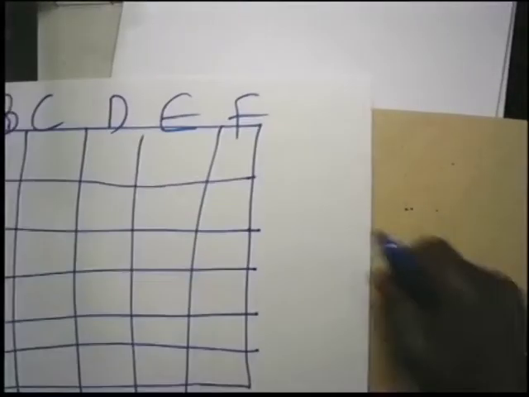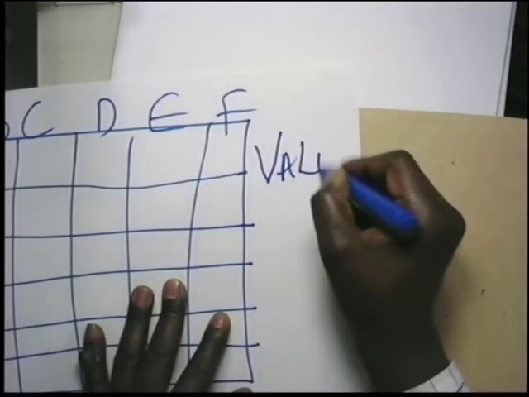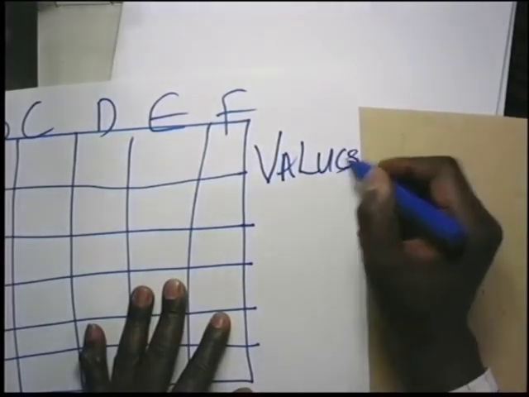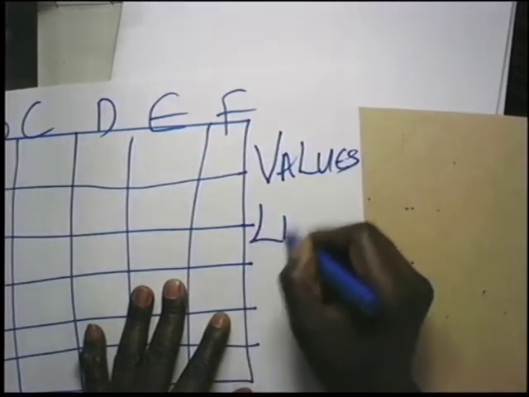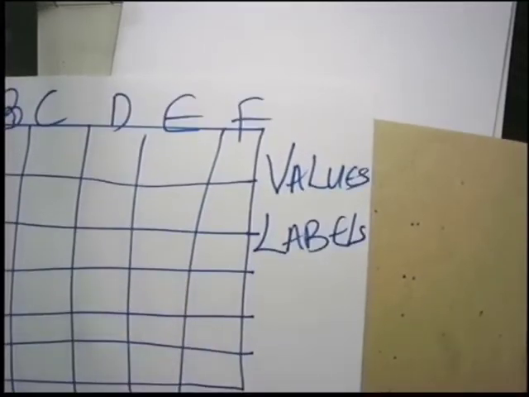Then in Excel, we always talk about two things. There are two types of data we talk about in Excel: values and labels. Those are the two things we always talk about in Excel. And what are values? Values are numbers.